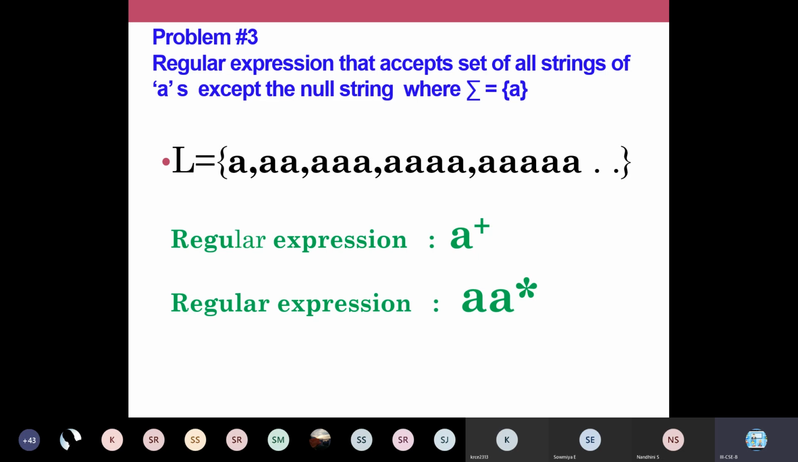There is one more way of defining this A plus. Write down this also. Your A power plus, or A plus, can be written as A A star. You can break the A power plus as A A star. Write down this. I will tell you one more thing.